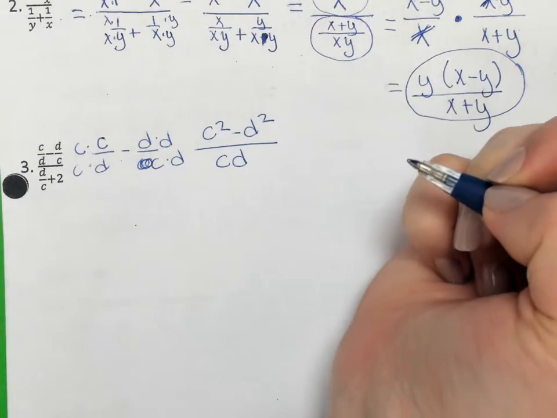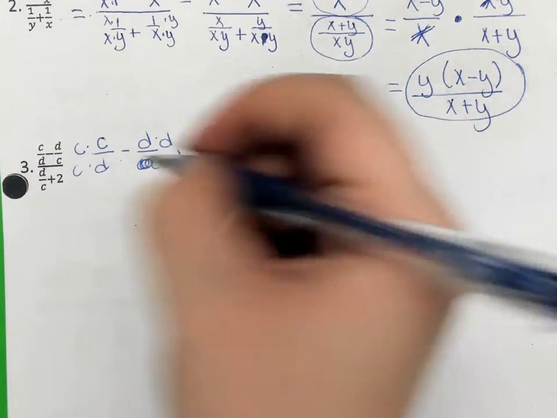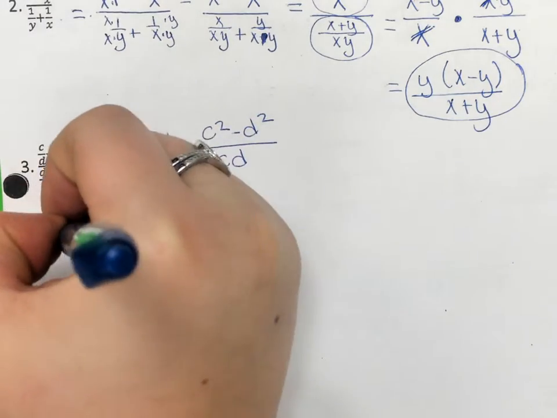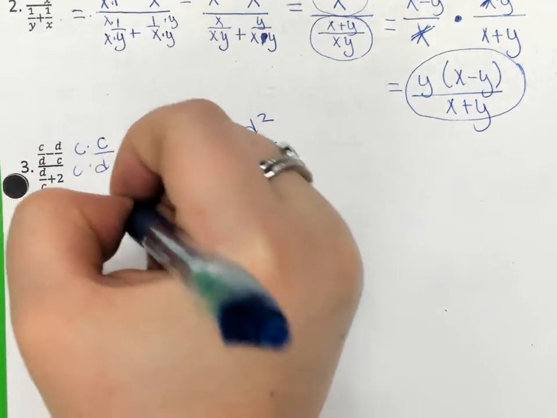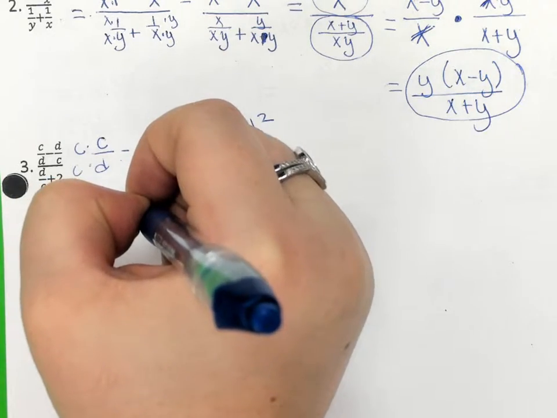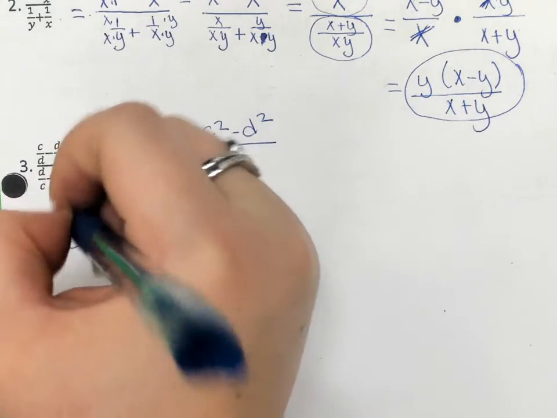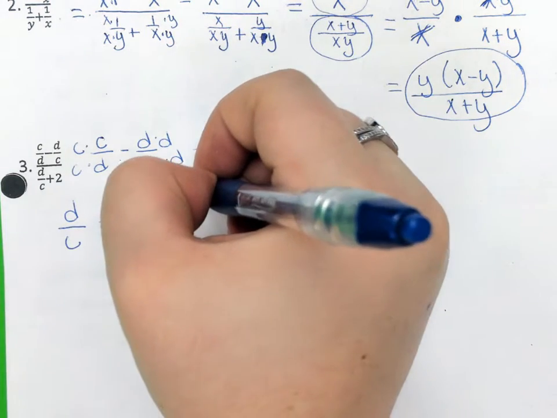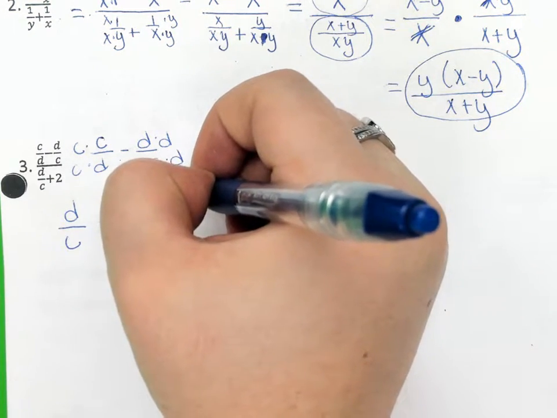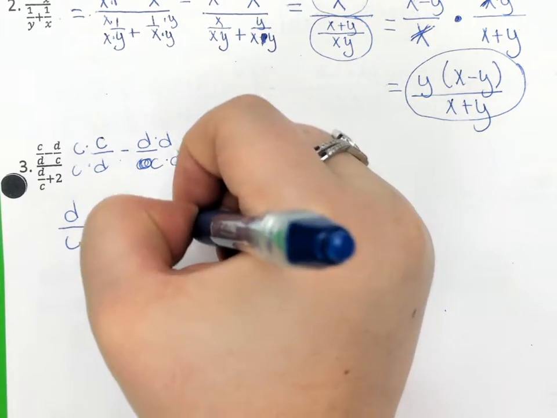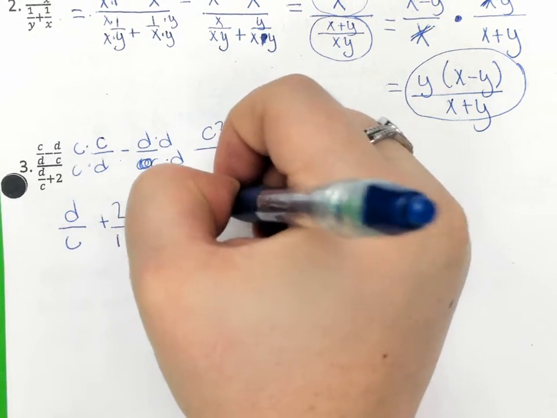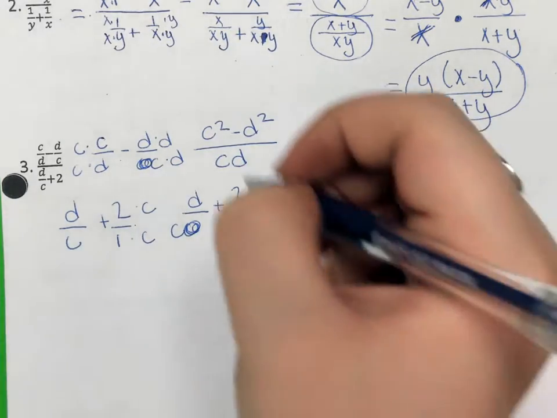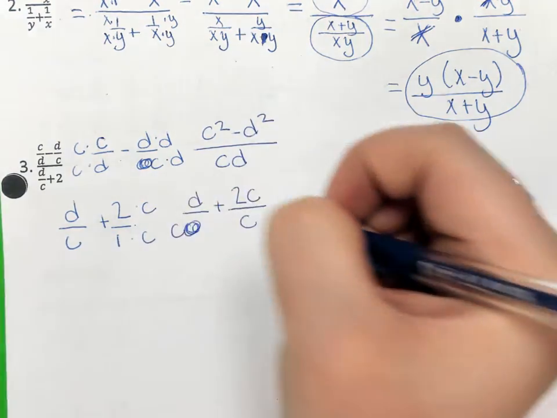Multiply by C on the first one. Multiply by D on the second one. You get C squared minus D squared over CD. You get it so far? Okay. So on the bottom, it looks like she multiplied by C on 2. So she got D plus 2C over C. Okay. Is that where you went wrong? I keep writing 6s for C's. Is that where it was then?